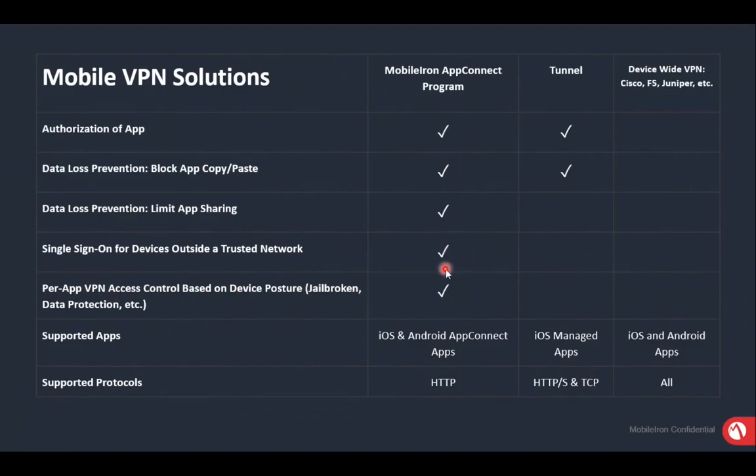To make an AppConnect app, like I mentioned, you'll have to use the wrapping and the whole AppConnect lifecycle. iOS and Android are the supported AppConnect platforms. And Tunnel is for iOS managed apps and third-party apps. And if you have a traditional VPN, you cannot use any of these features. You cannot have DLP features, you cannot have single sign-on, and you cannot have per app VPN access for each VPN to have a different VPN.